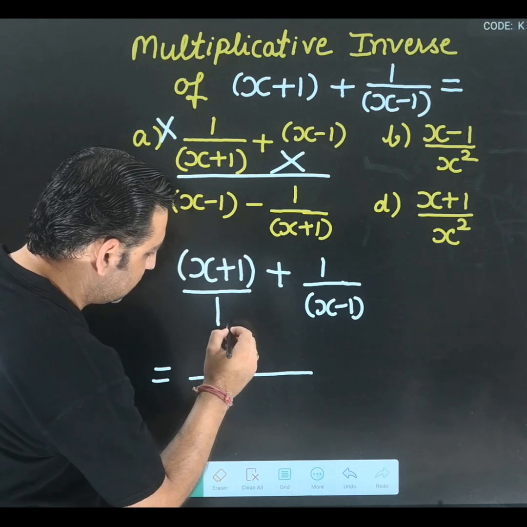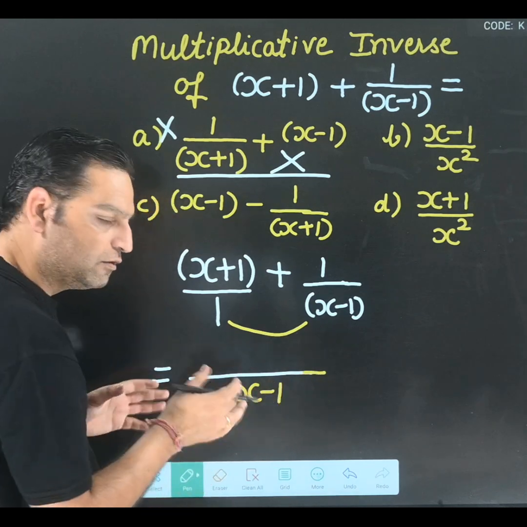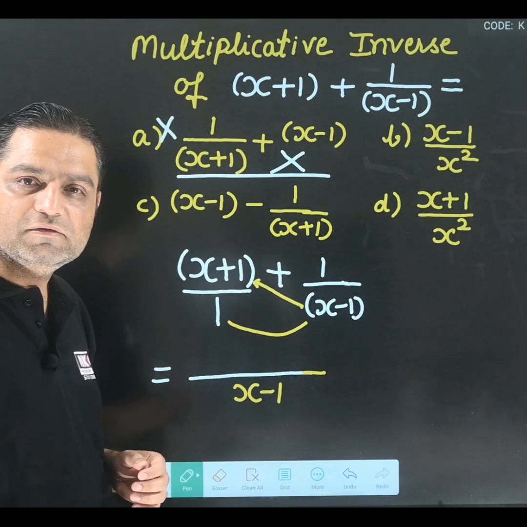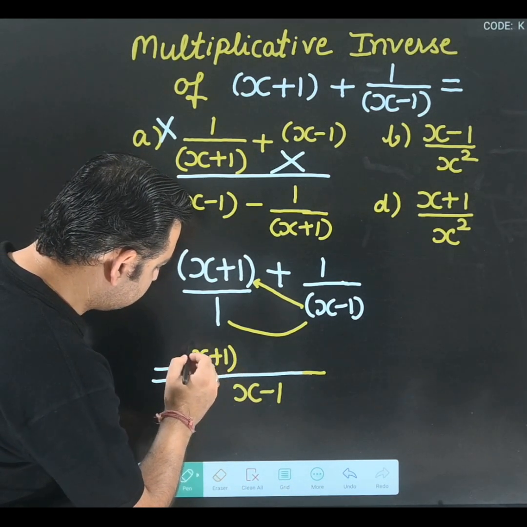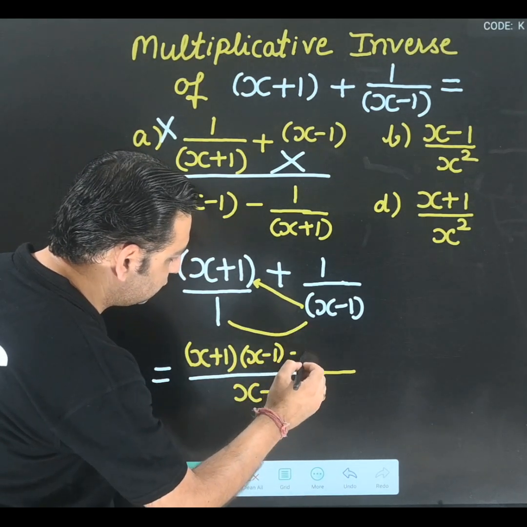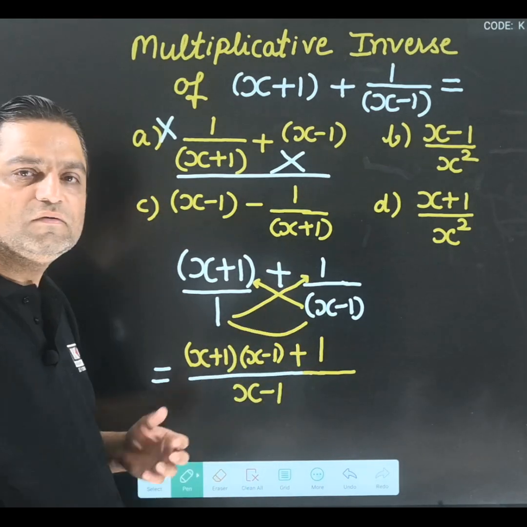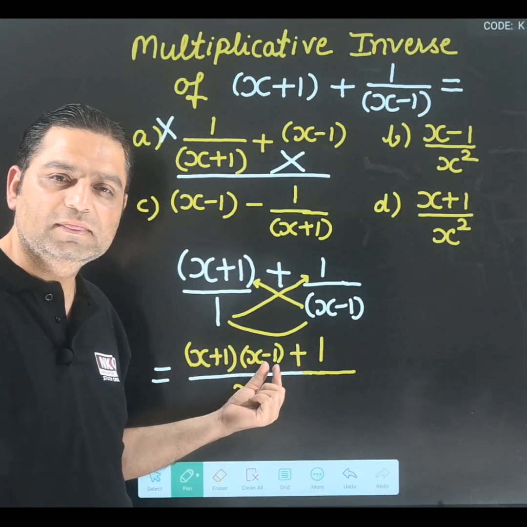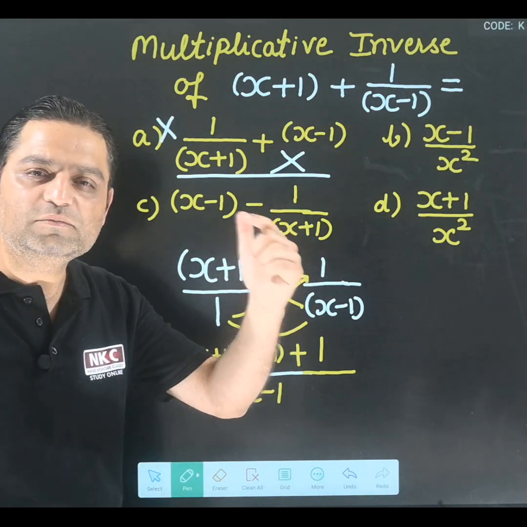Just multiply both denominators. 1 multiplied by x minus 1, you will get x minus 1 only. Cross multiply, this x plus 1 will be multiplied with x minus 1. Let me write here, x plus 1 multiplied with x minus 1, and in between a plus sign is there. This 1 will be multiplied with 1, you will get 1 only. This is (a plus b)(a minus b).